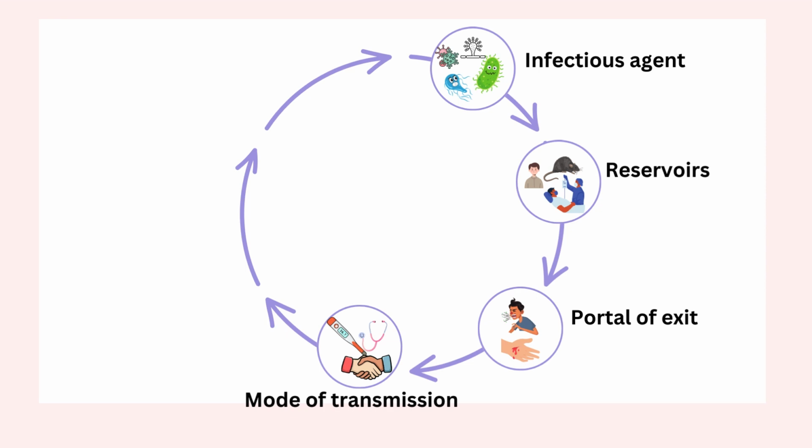Direct transmission involves direct contact with microorganisms or droplet spread. On the other hand, indirect transmission involves the spread via contaminated devices, equipment, or airborne particles. The route through which the infectious agent enters the new host is called the portal of entry. Common portals of entry include the respiratory tract, gastrointestinal tract, skin, mucous membranes, and bloodstream.